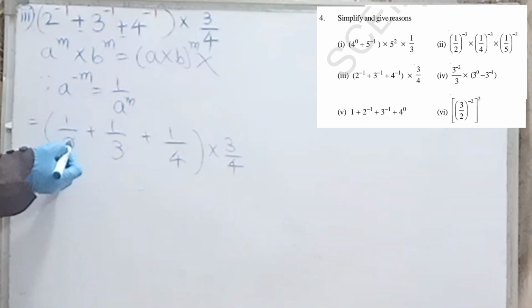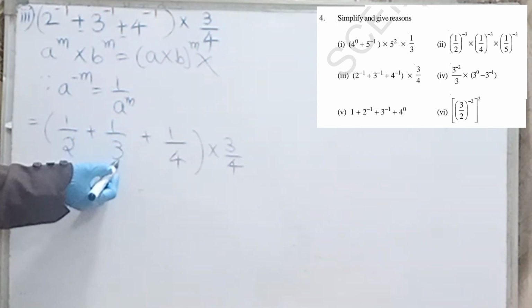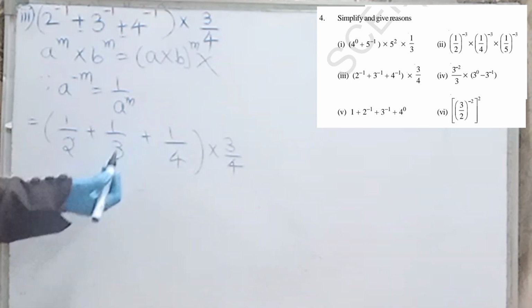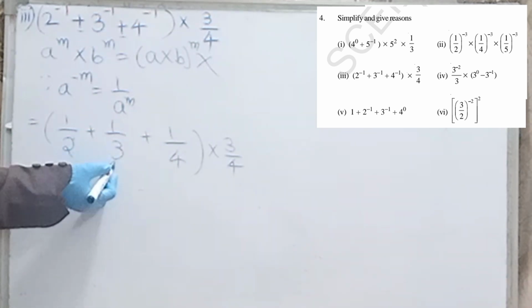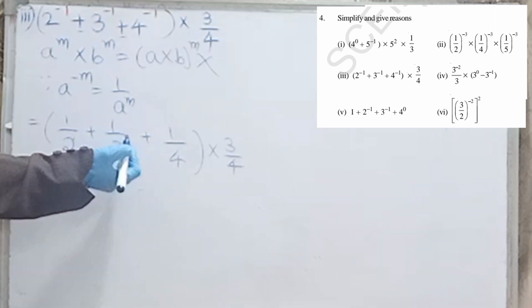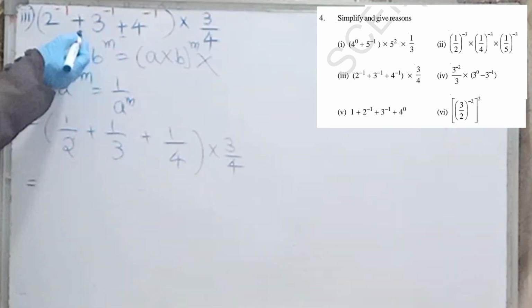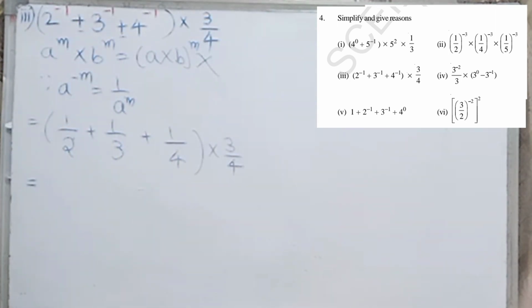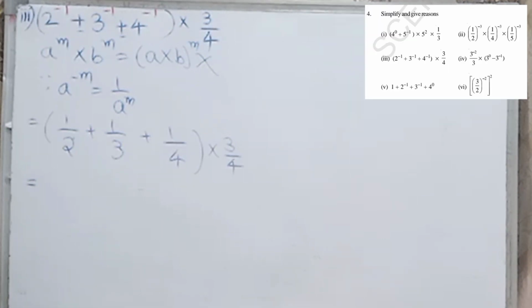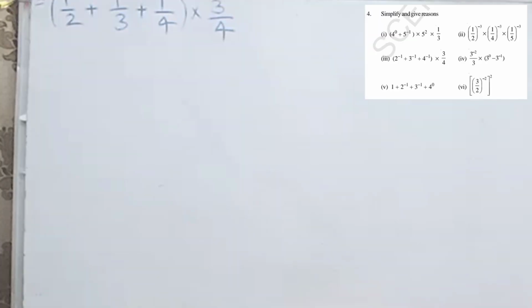Since 2 power 1 will be 2 only, 3 power 1 will be 3, 4 power 1 will be 4 only. Now what is there? We have to add these fractions. So listen carefully, students. I will copy the question here and do the remaining sum after that. Now listen carefully, students. I'll show a simple trick to add fractions. Many of you will be confused how to add a fraction, so I am showing a very simple trick to you all.